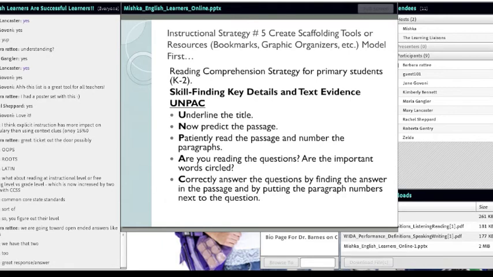So you underline the title, you allow the students to predict the passage, and then you read the passage and number the paragraphs. And then you allow them to read the questions and circle the important words, and then they have to correctly answer the questions by finding the answer in the passage and putting that paragraph number next to the question. Did I lose anyone there?